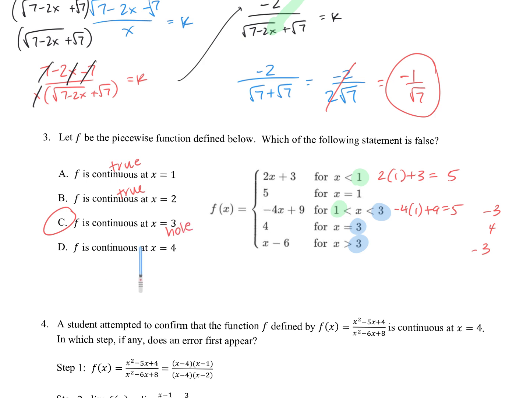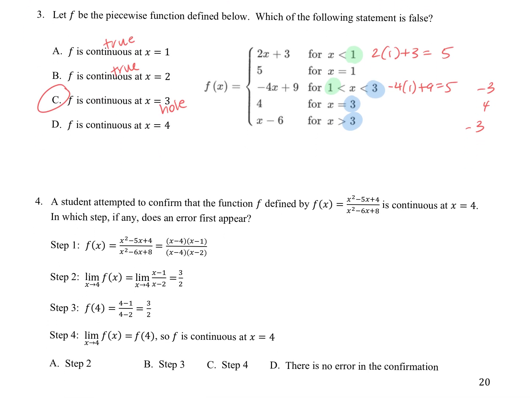Is my function continuous when x is 4? Yeah, anything beyond 3 is going to be nice and continuous because there are no breaks. So I'm saying C is false.